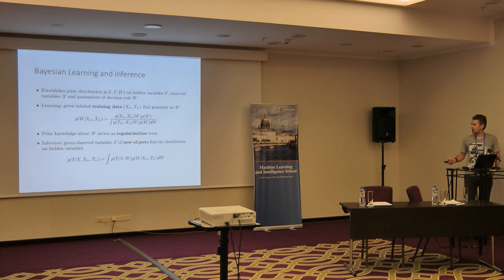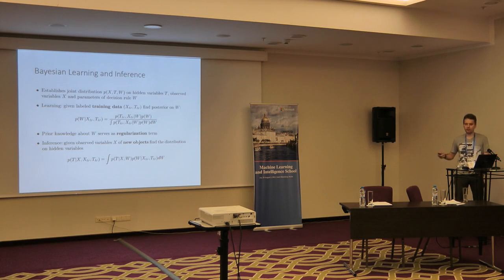And on the inference stage, we are given a new sample of objects for which we know only X, only observed variables. And we would like to predict the hidden variables T. So in theory, we need to estimate these distributions. So P of T given X, and including the fact that we have observed training sample for which we knew X train and T train. So actually, we would like to estimate this distribution. And this is done by this equation.